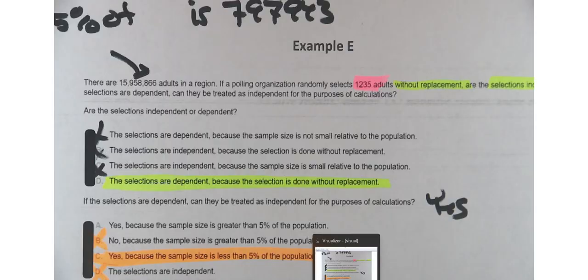Yeah, Therese? So, for a different example, or say it's on the test, when can it be treated as independent? If the sample size is less than 5% of the population.